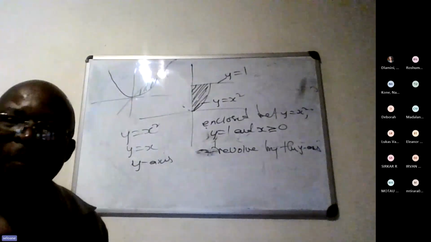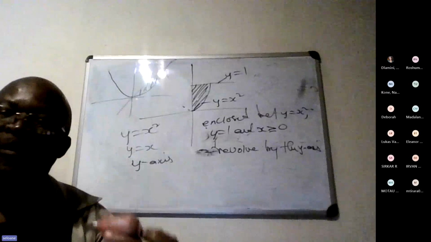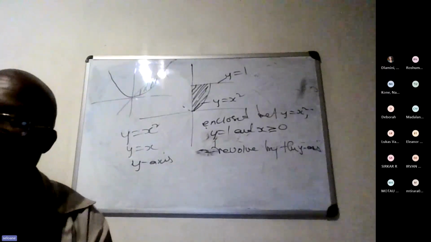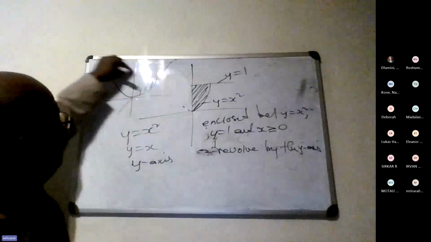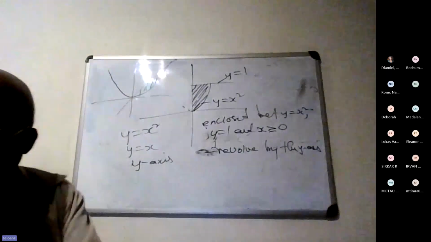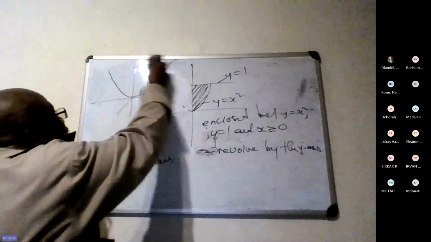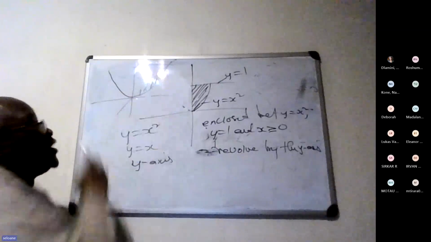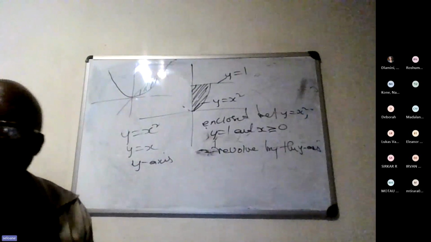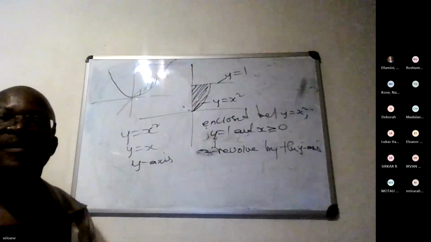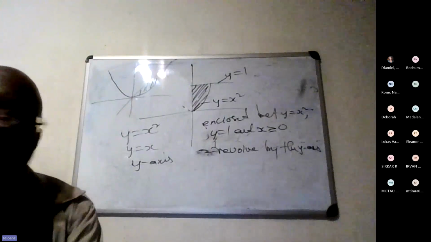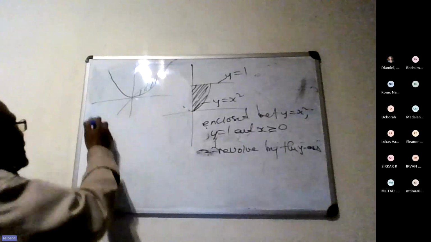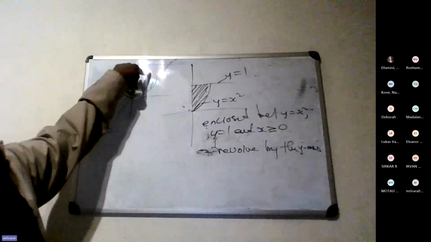So what are you going to get? It will still be topo, but with a hole inside. Because of this part here, it is going to give you a hole inside. It's not going to be completely closed. Now, what we are going to do here is find the volume of a solid like this.